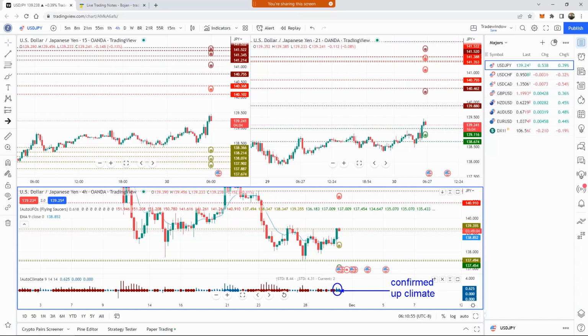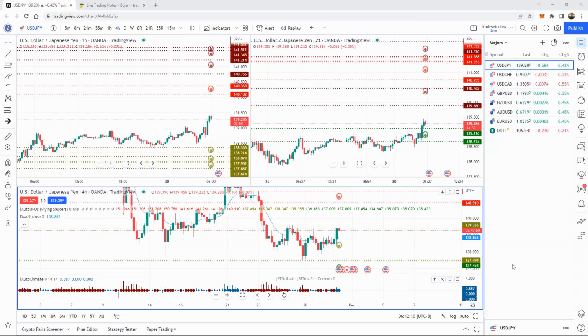Maybe you should be trading something else at that time, right? And that's why I said the closest thing I can relate an auto climate to is a trend signal, but with a lot more information in the background that a typical trend signal would not have. Okay.